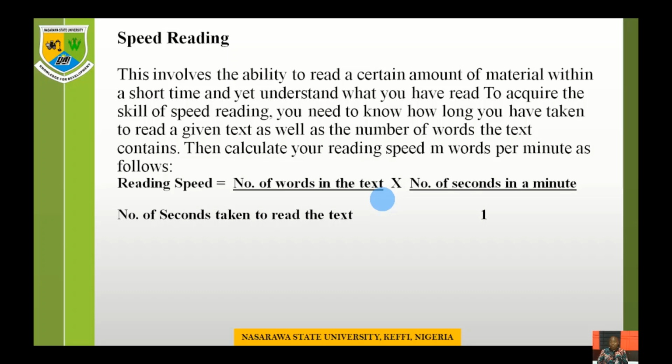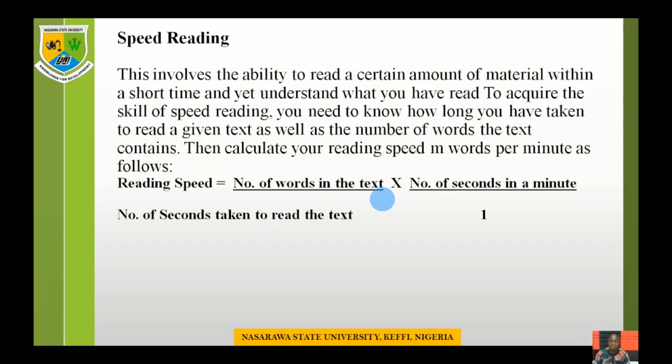In other words, we have a formula used to calculate reading speed or speed reading. And the formula is, for you to know the speed reading, you must know the number of words in the text, all over the number of seconds taken to read the text, then times the number of seconds in a minute, all over one. The formula is very clear, but it's important we face it. Number of words in the text, over the number of seconds taken to read the text, times the number of seconds in a minute. So speed reading has a formula, and we are guided by this formula.